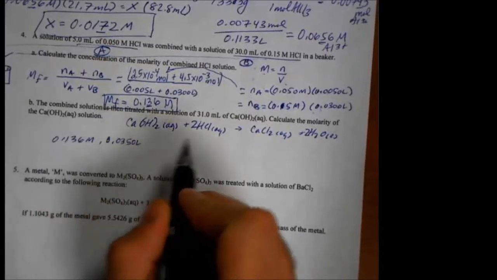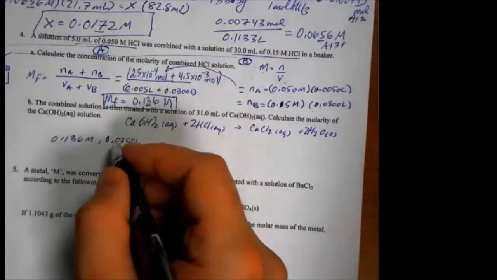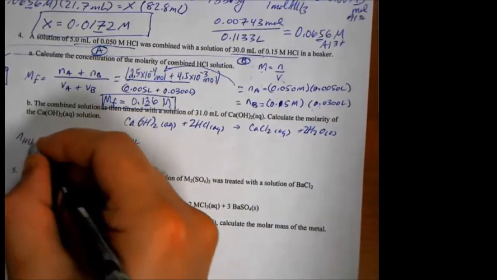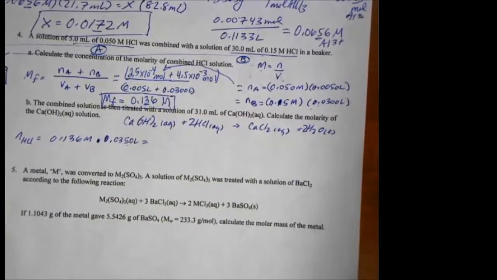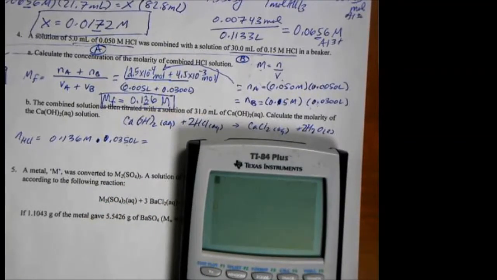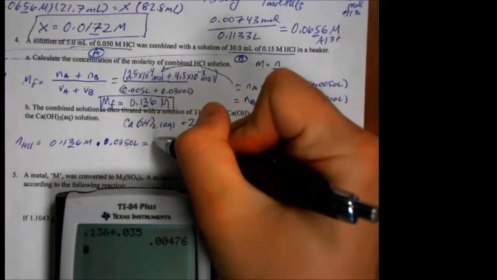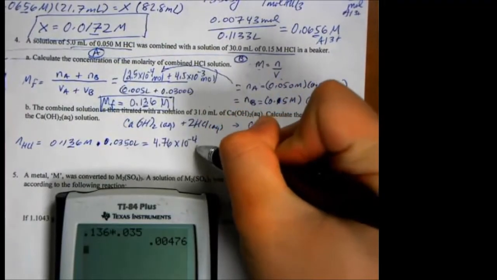So to calculate the number of moles of HCl, we can do our molarity problem. I set this up already, so the number of moles of HCl is going to equal the molarity times the volume, which is 35 mL. So in this case, that is 0.136 times 0.035. What we get from that is 4.76 times 10 to the minus 4th moles of HCl.